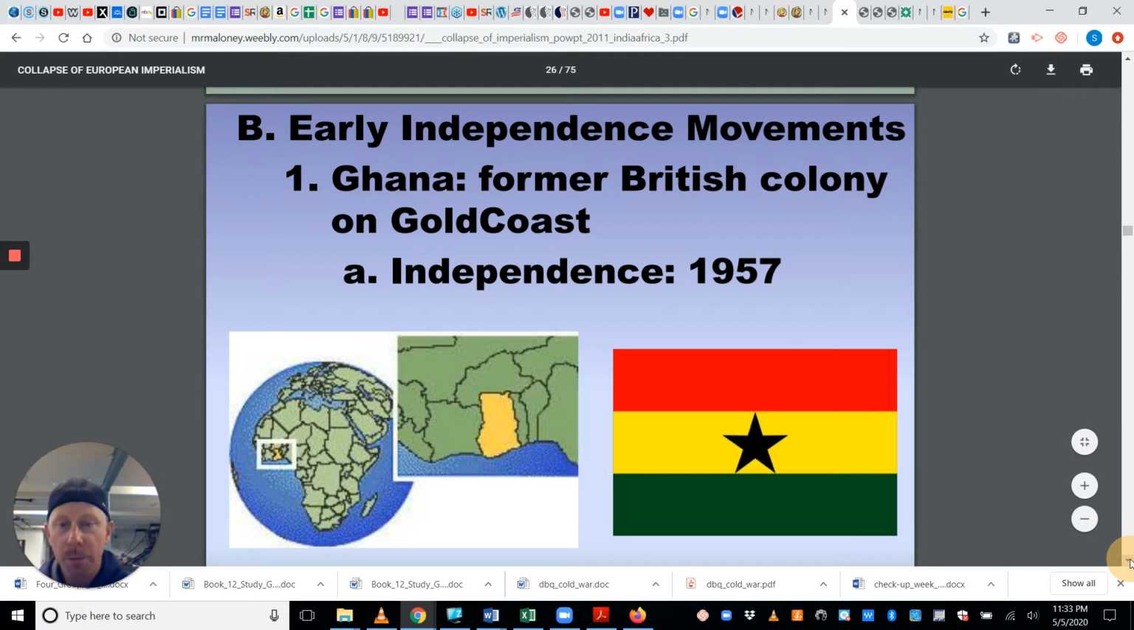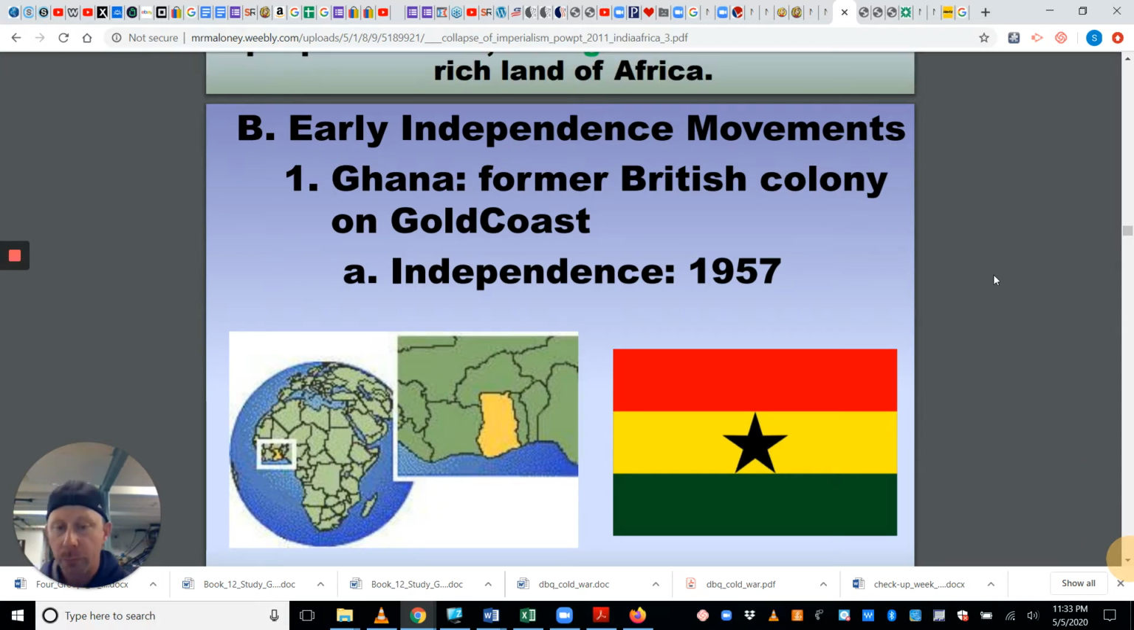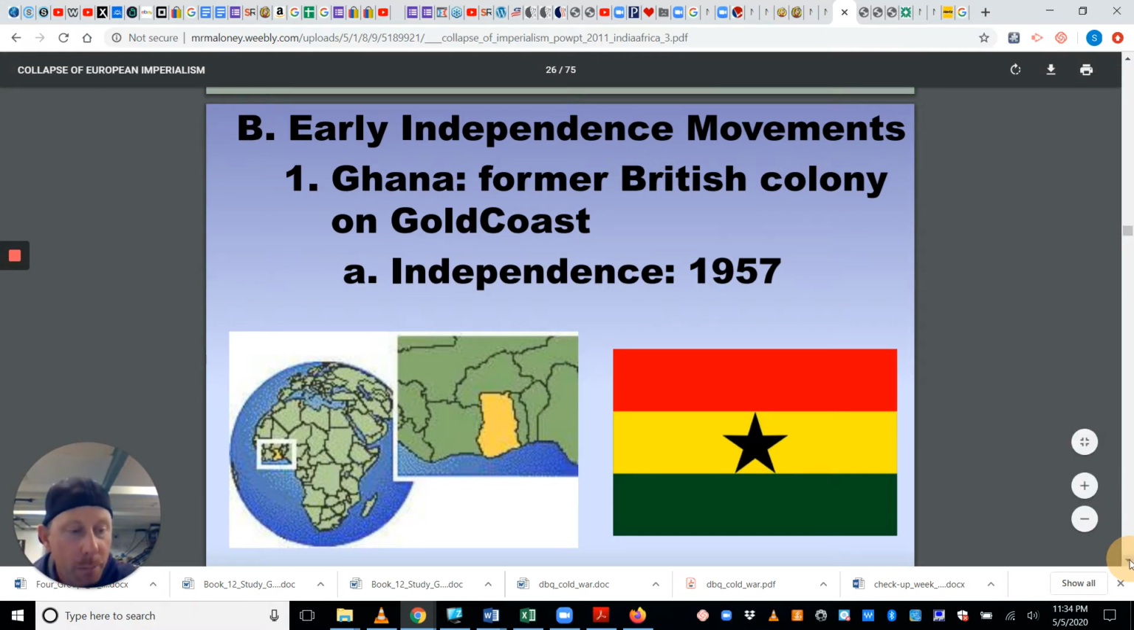Ghana, a former British colony on the Gold Coast, as you can see over there on the slide here. Here's Ghana over here. Over here on the Gold Coast is where a lot of the slave trade was, over on this part of Africa. They got their independence in 1957, and there is the flag of Ghana right there on that PowerPoint. So let's slide on down a little bit.